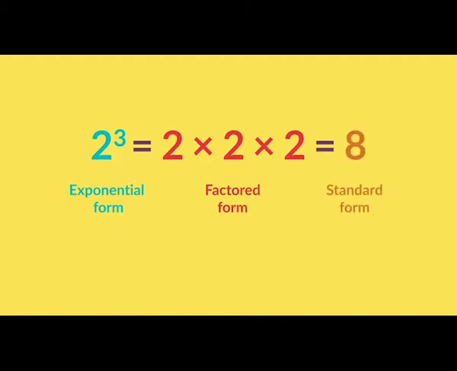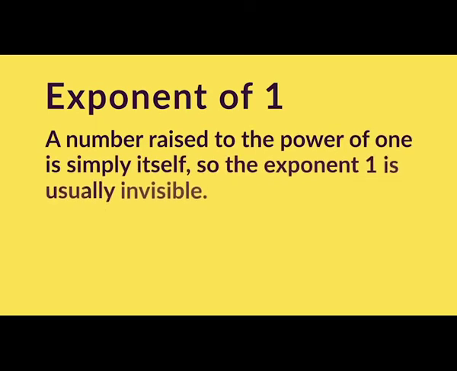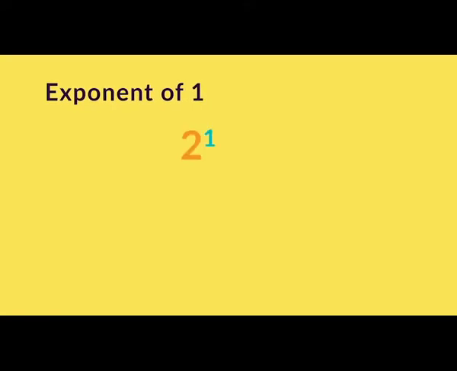With the product of its factors, it is in factored form, and when we simply write 8, it is in standard form. A number raised to the power of 1 would simply be itself, so the exponent 1 is usually invisible. For example, 2 to the power of 1 would be 2, 10 to the power of 1 is 10, and x to the power of 1 is x.